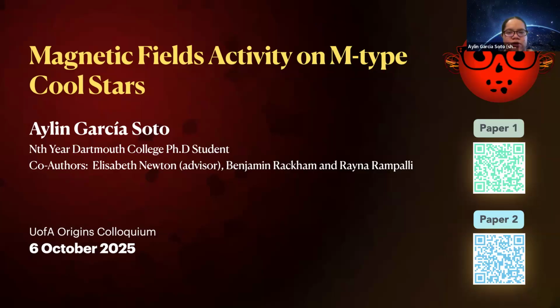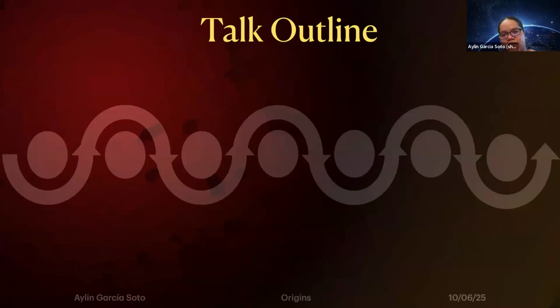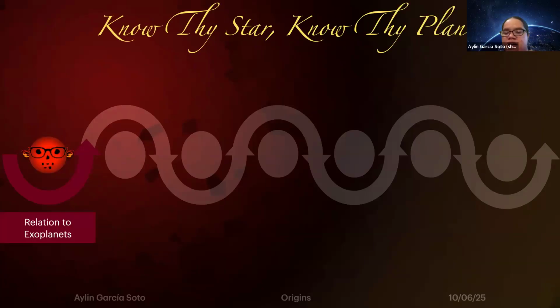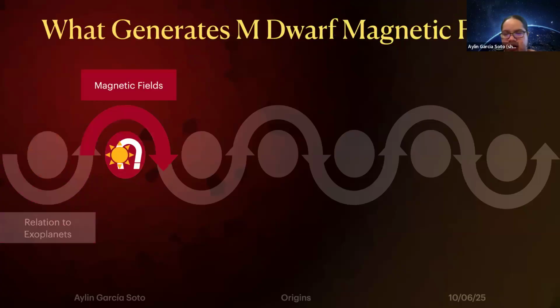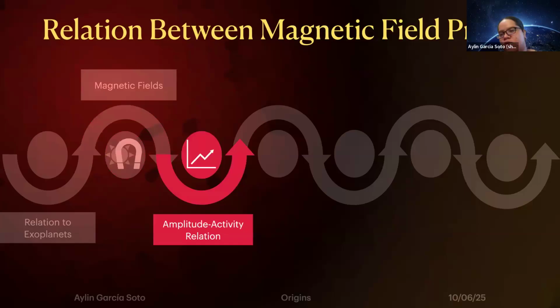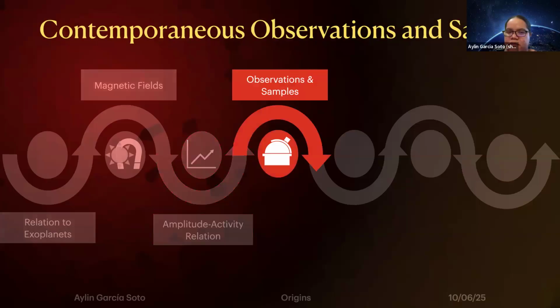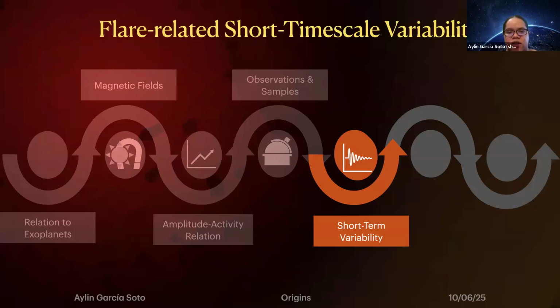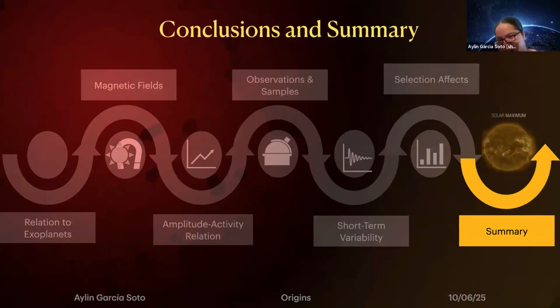So for starters, I will do a little outline of the talk. First, we're going to discuss the background. It's very important to know your planets, so to know your planet, you need to know your star. Then we're going to talk slightly about magnetic fields. I apologize, I think it's important, but it's not going to be a big portion of the talk. Then we'll discuss a little bit more about magnetic proxies and comparing them to each other, a little bit about observations and samples, and then we'll get into more of the results: short-term variability in M-dwarfs, selection effects, and then the summary.